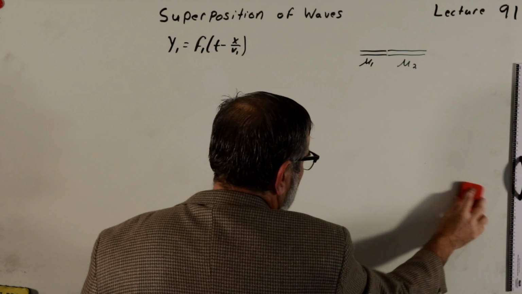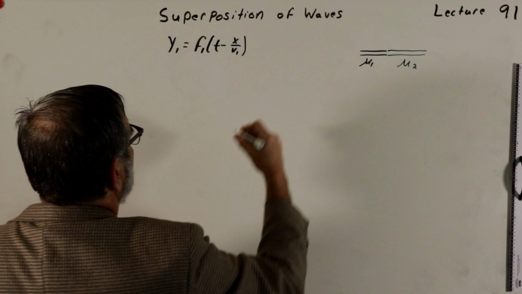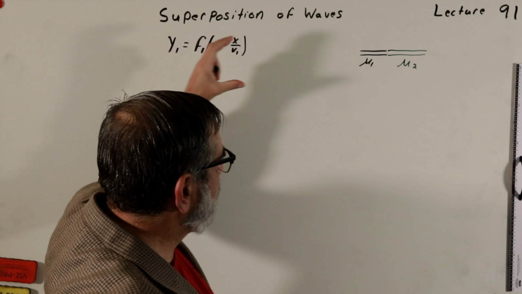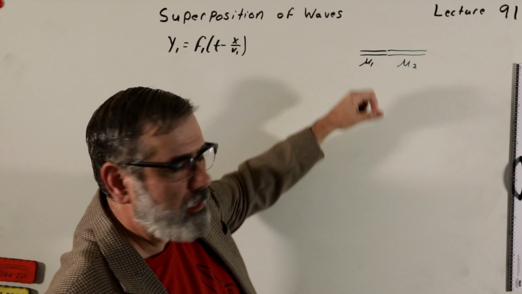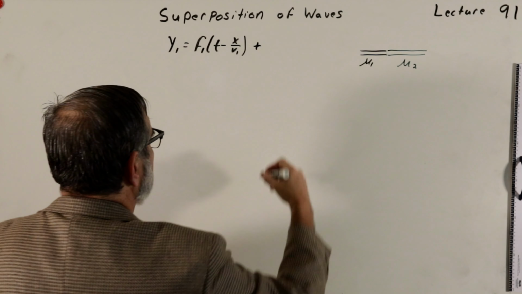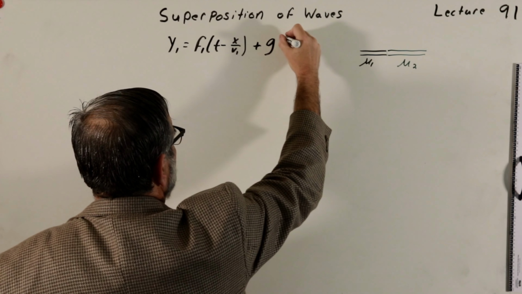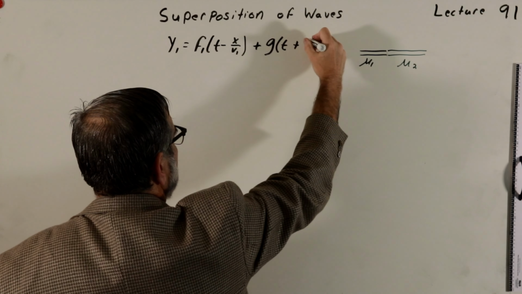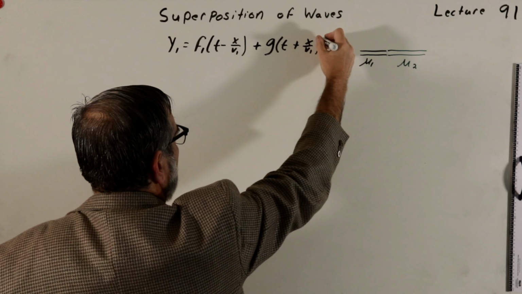And you'll see why in just a minute. That's the incident wave, f1. That's the wave pulse traveling down to the right. There's also going to be a reflected wave, though, after the reflection takes place, of course, which we're going to call g, and it's going to be going in the opposite direction. So I'm going to write that as t plus x over v1.